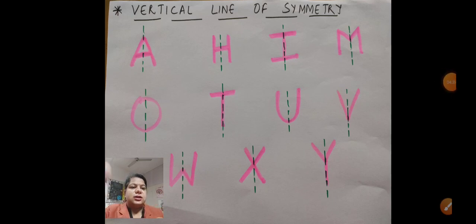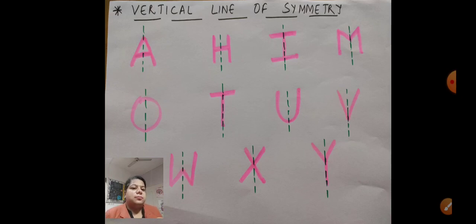So here, just check. We have to consider the English alphabets which have a vertical line of symmetry. Students, just remember, when the question asks for a vertical line of symmetry, the English alphabet must have a vertical line of symmetry, but it may have other lines of symmetry as well. So just check.